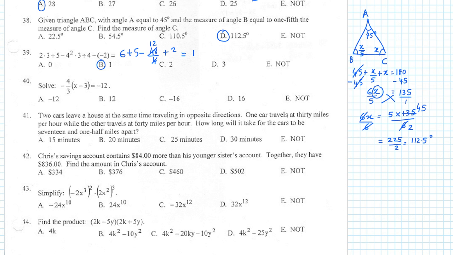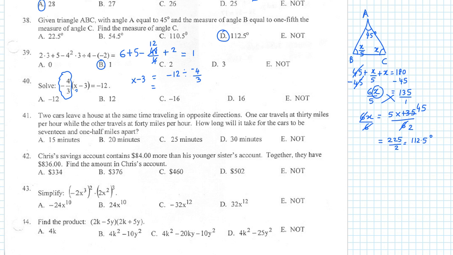Question 40, solve this expression. So basically we need to solve for x over here. So we have minus 4 over 3 times x minus 3 equal to minus 12. So in order to isolate x on one side, we need to first get rid of minus 4 over 3. So one way we can get rid of this is we can divide both sides by minus 4 over 3. So when we do that, on the left side we get x minus 3, and on the right side we have minus 12 divided by minus 4 over 3.